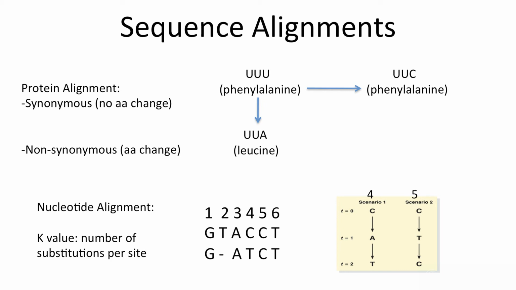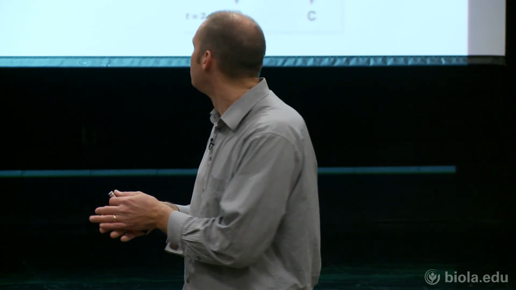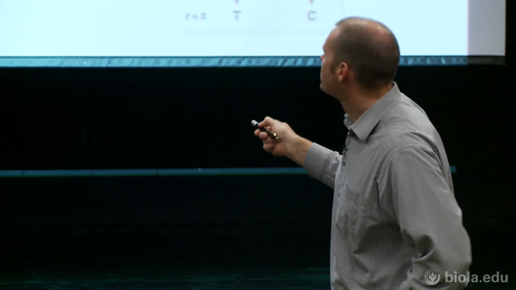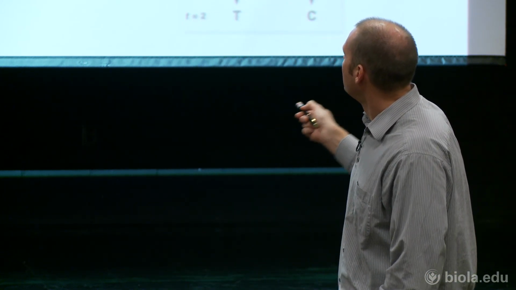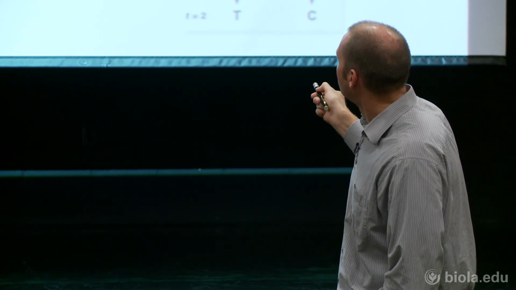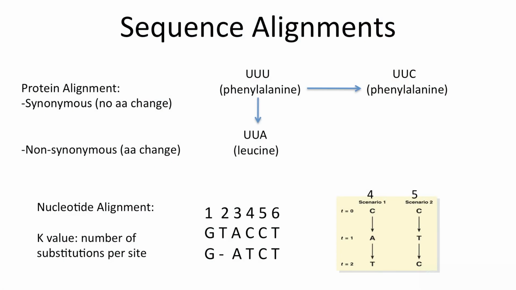So even though there is a discrepancy between the codons, a protein alignment says that's synonymous, right? I translate it into the same thing, and so it would align it and give it no penalties. A non-synonymous change: UUU and UUA, right? I'm differing only by one nucleotide.